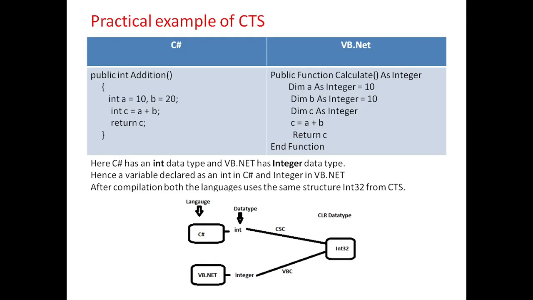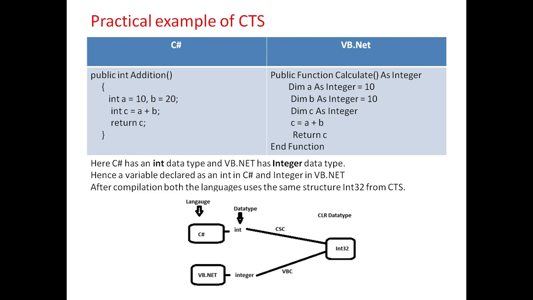A practical example of CTS is in C#, for addition of two variables, we will define a function as public int addition, then we will define two integer variables as int a equal to 10, b equal to 20 and we will calculate the total of a and b and store in c as int c equal to a plus b and we will return the value as c.